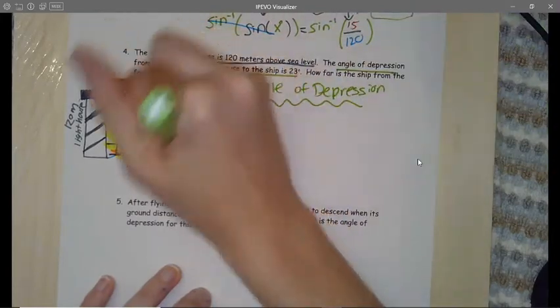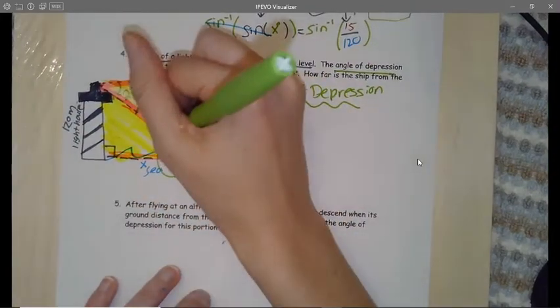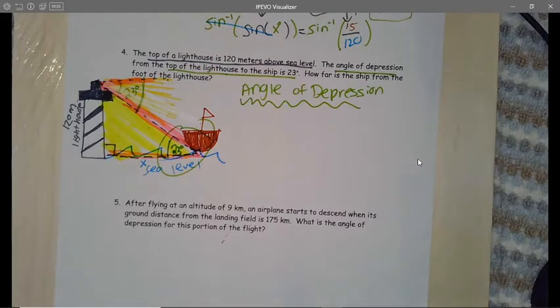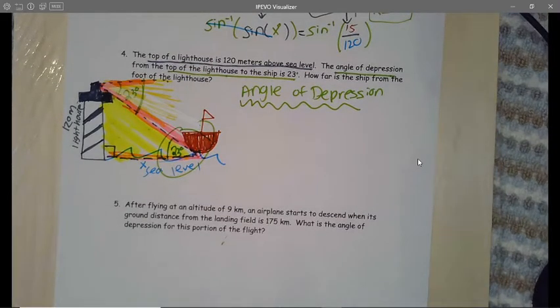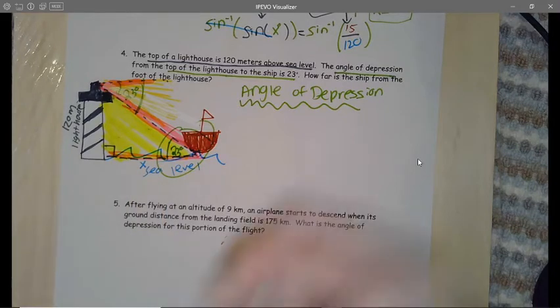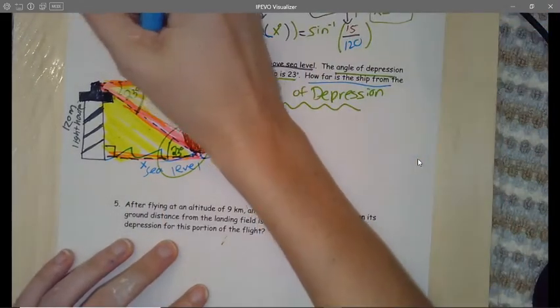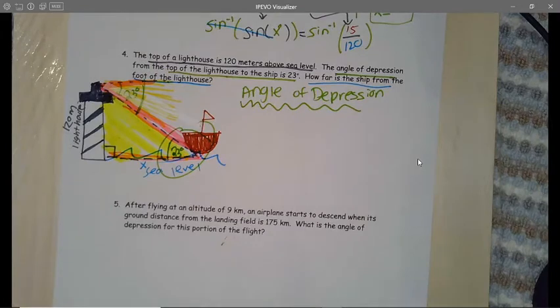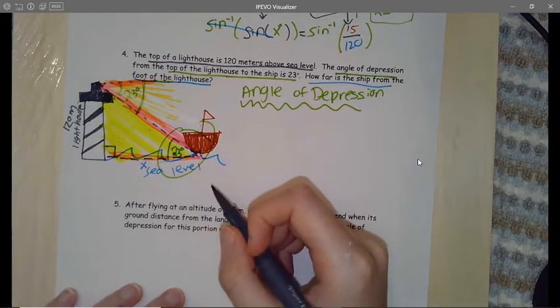So now I have an angle right here in my picture, and I need to label the parts of my right triangle to help me solve for this missing side, the distance, because it says, how far is the ship from the foot of the lighthouse? That's what I'm solving for. All right, let's do it. I need to label my sides.